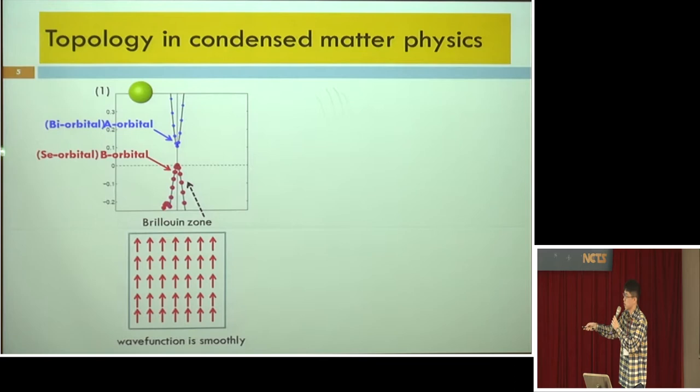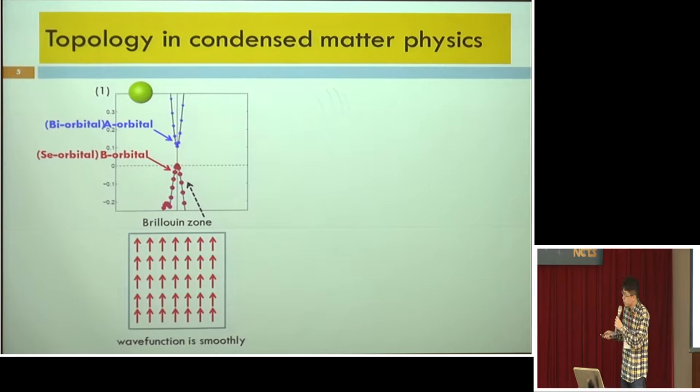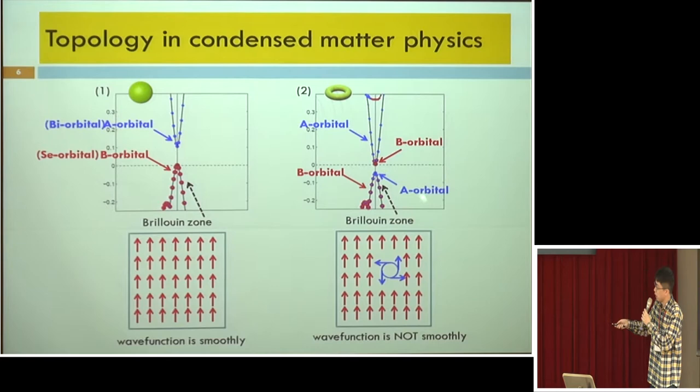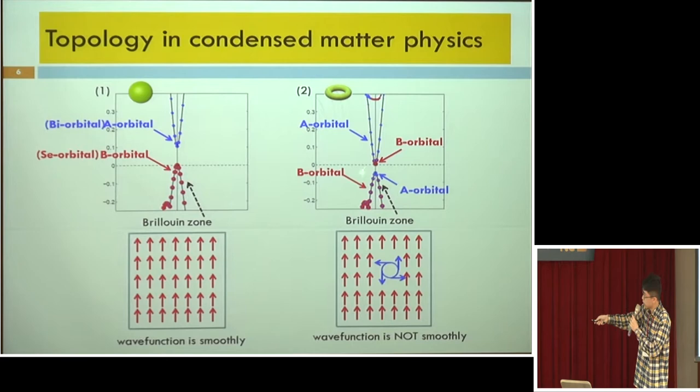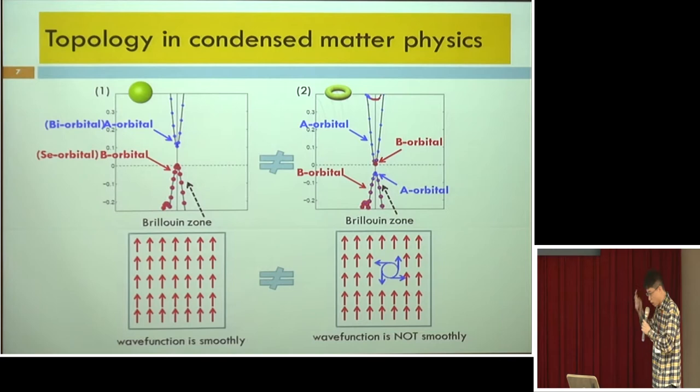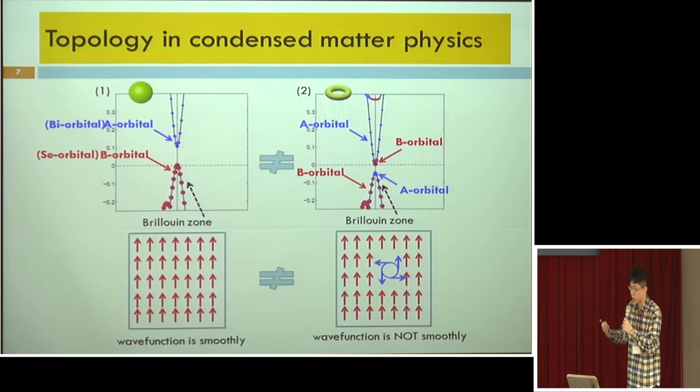Because the valence band or the conduction band is contributed from one species of orbitals, the wave function on this band is a smooth function. For band structure 2, most of it is from the B orbital. However, at this point, it shows A orbital character. So it seems there is a hole in the band structure, and the wave function on this band is not a smooth function. This is why the topology of band 1 is different from band 2, because the hole numbers on the wave functions are different.